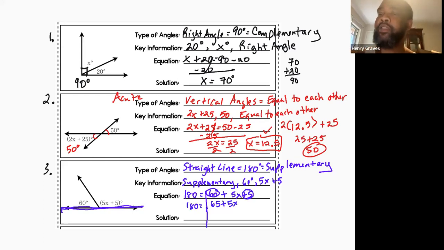I'm kind of running out of space. I need to, yep, I can do that. Thank God. Subtract 65 on both sides.